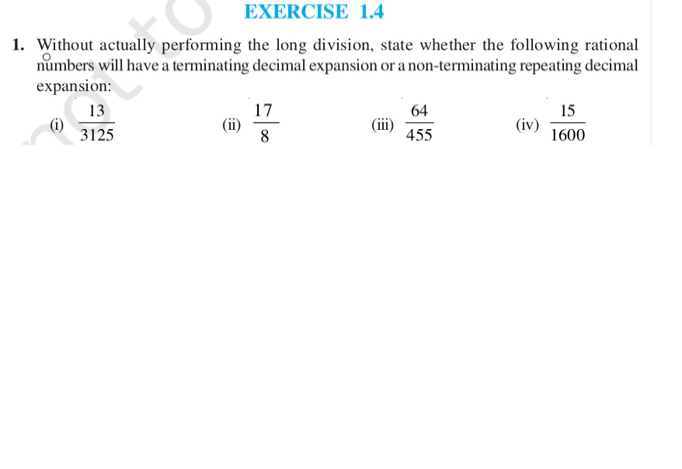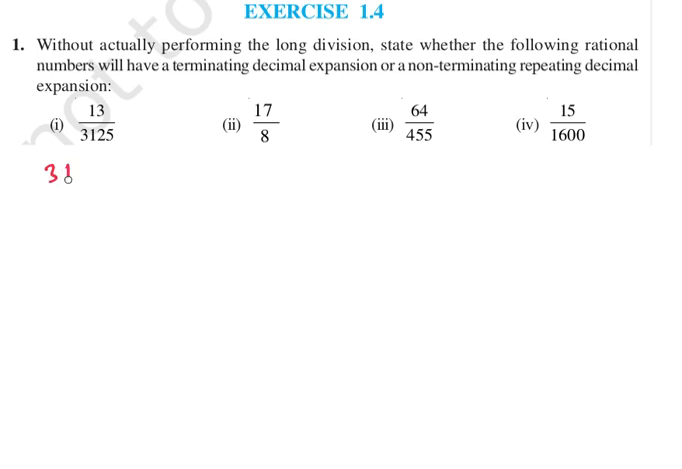We will see some problems from exercise 1.4. The first question will be 13 by 3125. So, what we have to do? We have to take the denominator and see the decimal expansion of this. What type of decimal expansion are we getting?